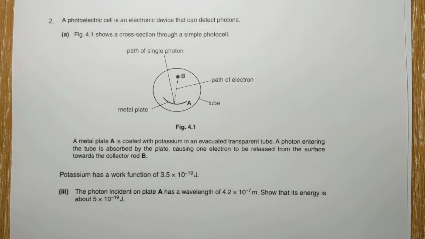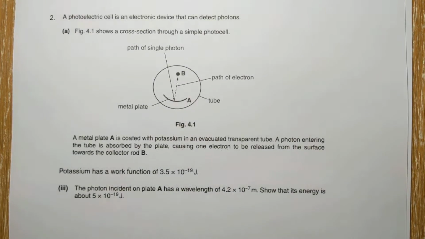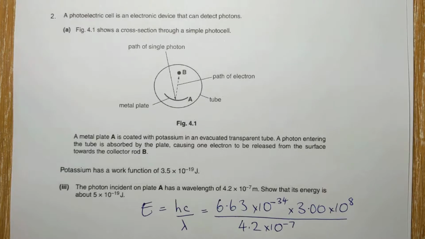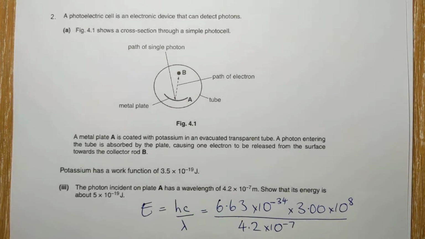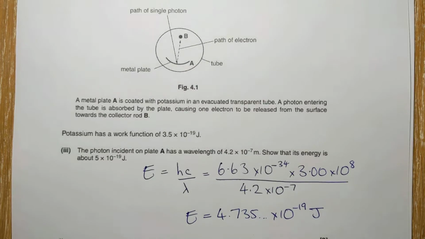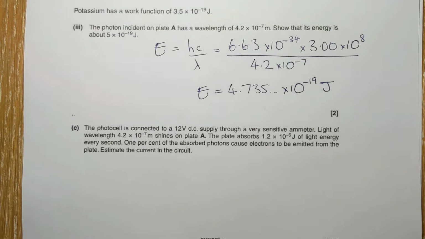Bit of practice with the photoelectric effect next. The energy of a photon is hf, or hc over lambda, and putting your numbers in, you get this. Remember to put the unrounded value because it's a show that question. And then we've got a really unusual bit for the next bit.